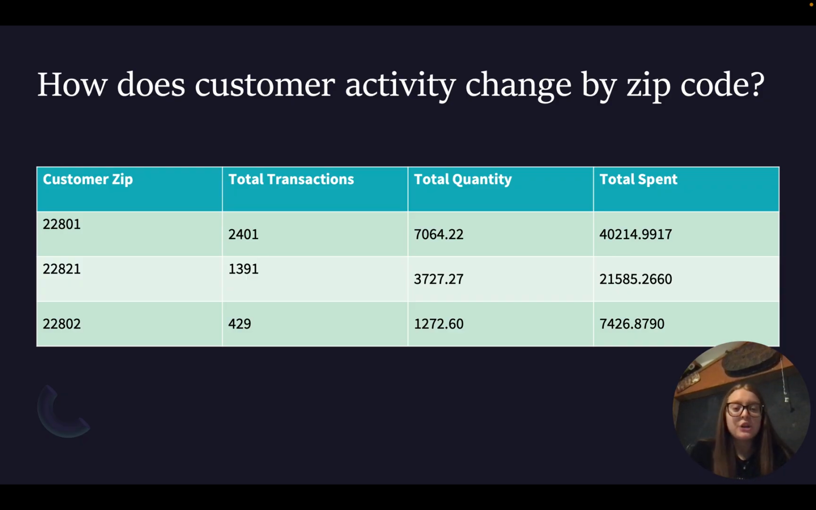Okay, so the second question is, how does customer activity change by zip code? Over here we can see just 3 zip codes that I decided to pick for this. And then we have the total transactions, total quantity, and total spend. As we can see, for example, the first zip code is the one where people bought the most, and then it just kind of goes down until the very last one, which is 22802, the lowest one.